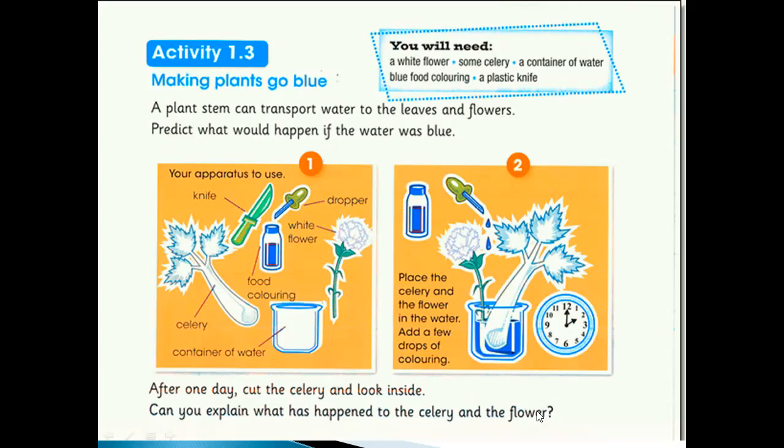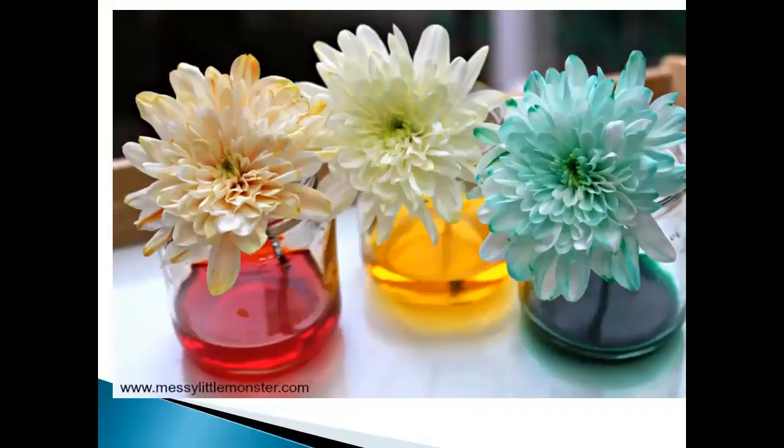So I will show you some pictures like this. After one day or some time, you can see the stem transports water and changes the color of the flowers. You can see three flowers. This one is changing a little bit yellow. This one is changing to another color. This one also has a different color. You can also mix two colors. In your water, put any two colors, so you can observe after some time the flower colors change into different colors.